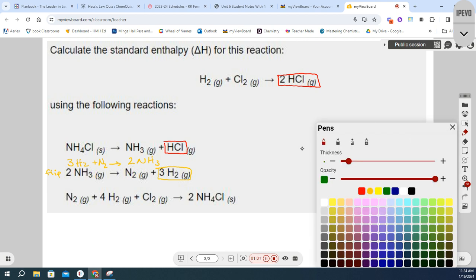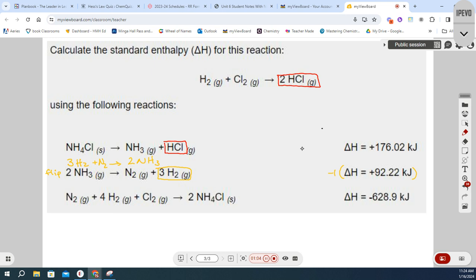Then on the last one, I look at the Cl. The Cl here is on the left-hand side. See how the Cl is on the left-hand side? And the Cl2 is on the left-hand side, fine. So I'm going to leave that alone. So that's my equation right now.